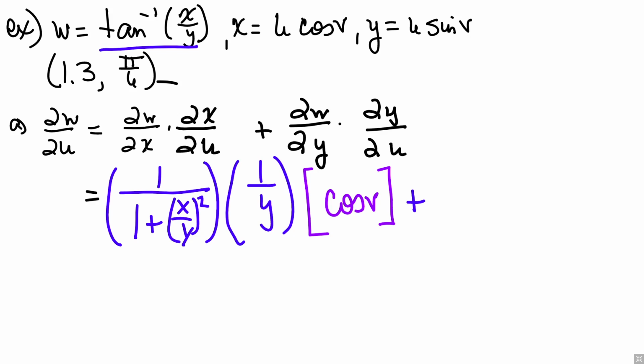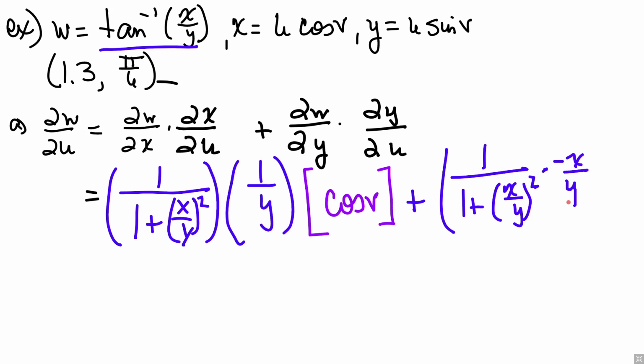Plus, now I'm going to do the partial of w in respect to y. So if I do the partial of w in respect to y, I'm going to have, again, the derivative of tangent inverse, which is 1 over 1 plus x over y quantity squared, times now the derivative of x over y. So the derivative of x over y in respect to y is going to end up being negative x over y squared. Okay. Any questions there?